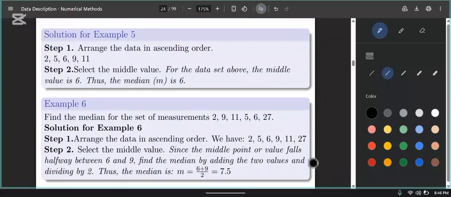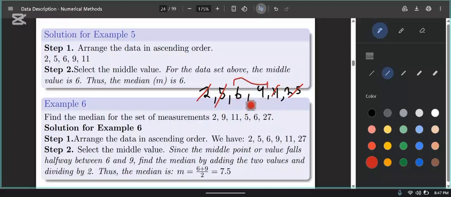So now let's look at another example. Here you've got the numbers. Let's arrange them. We'll start with 2, then 5, then 6. After 6 comes 9, then 11, and 27. So let's find the number in the middle. You cancel this, you cancel this, you cancel this, you cancel this. So here we remain with 2 numbers in the middle.